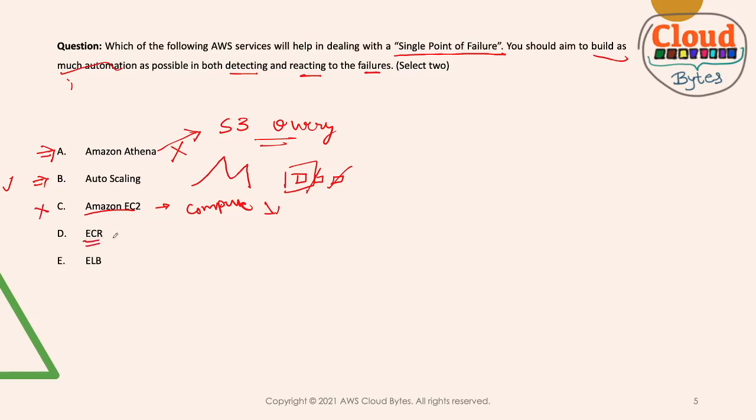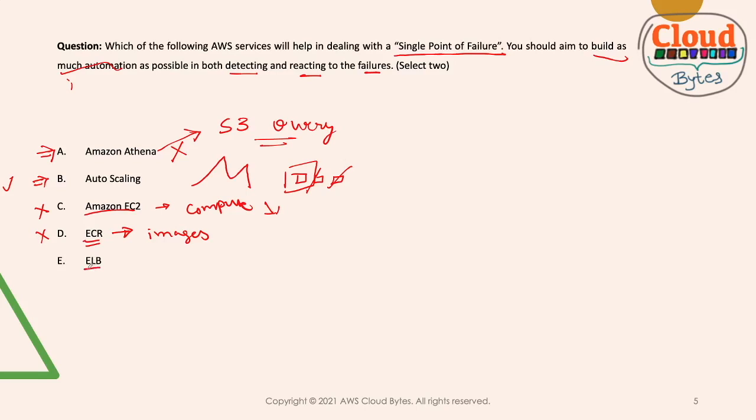ECR. So what exactly is ECR? It's the Elastic Container Registry, and this is just a kind of repository for all the images that you have, Docker images that you store on AWS. So this has nothing to do with our single point of failure, so it's not an option.